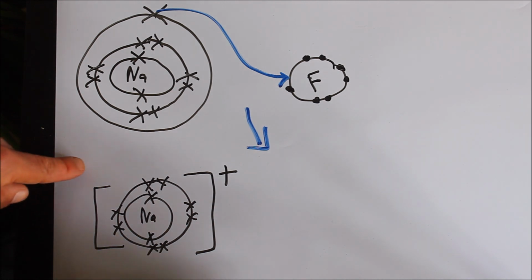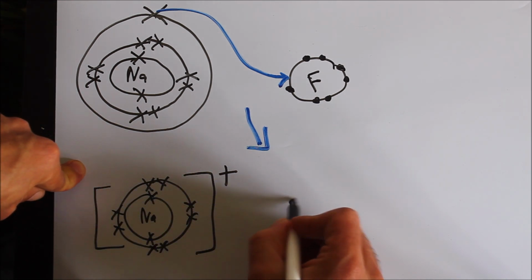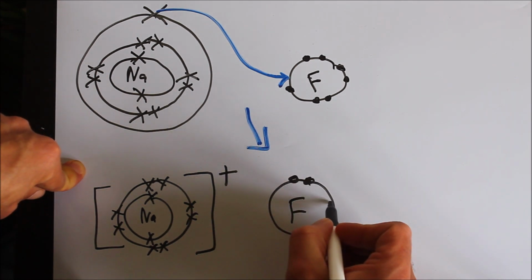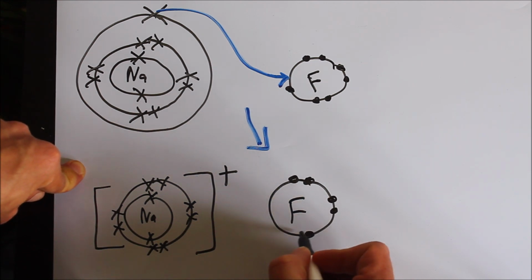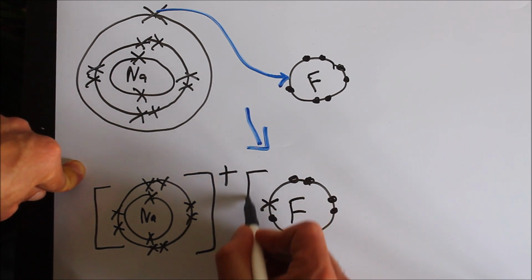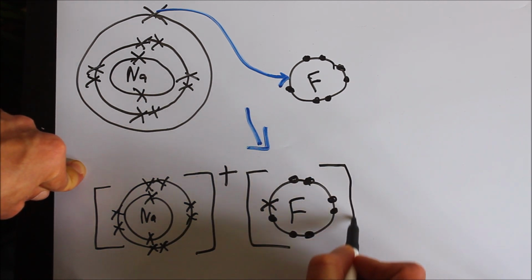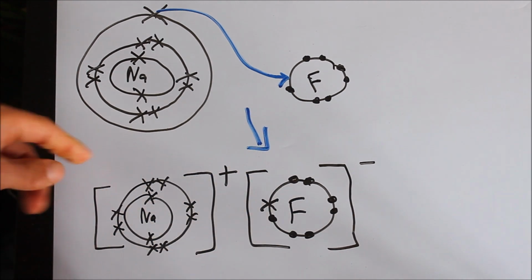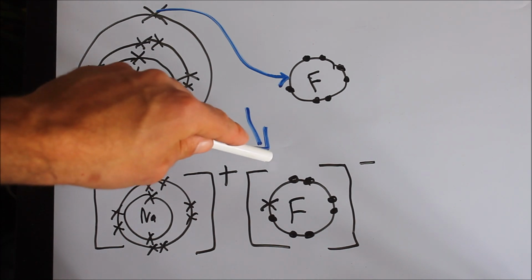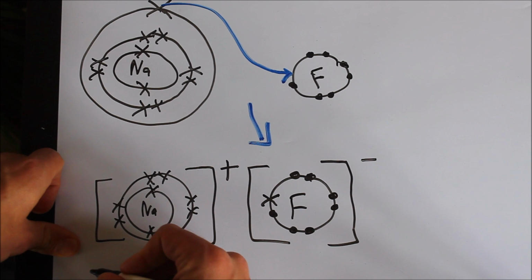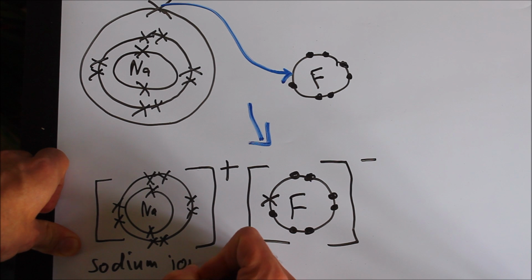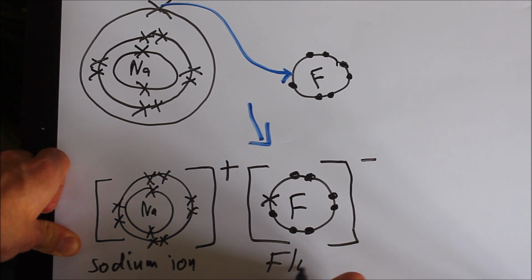So what we're also left with is our fluorine, which has gained that electron from the sodium. There it is. And because it's gained a negative charge, it now has a negative charge overall, and those two things attract. This is a sodium ion, and this is a fluorine, or fluoride ion I should say. So sodium ion and fluoride ion.